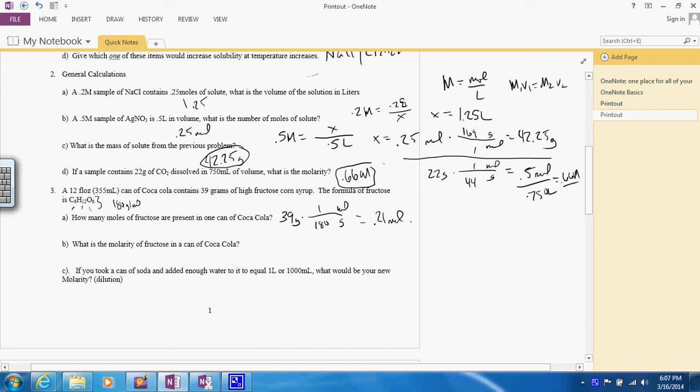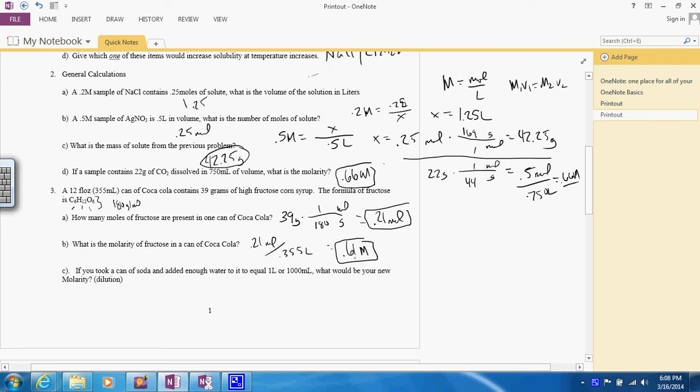moles. There we go. And what would be the molarity of this fructose? So it's moles per liter, 0.21 moles divided by liters, which is 0.355 liters, and 0.21 divided by 0.355 equals 0.61 moles per liter.